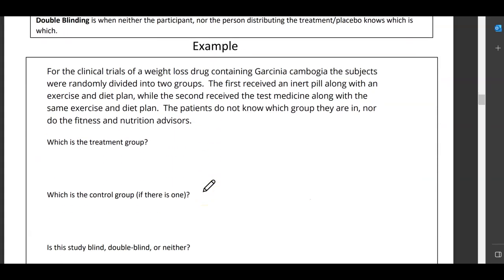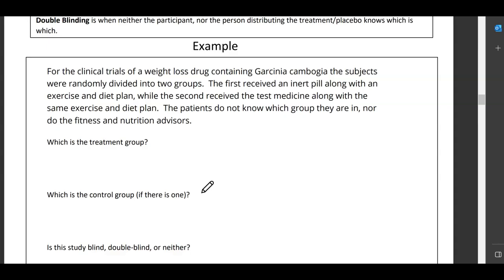Okay. An example, clinical trials of a weight loss drug containing Garcinia cambogia. The subjects were randomly divided into two groups. The first received an inert pill along with an exercise and diet plan. The second received the test medicine along with the same exercise and diet plan. So this time they were both told to eat and exercise the same way.